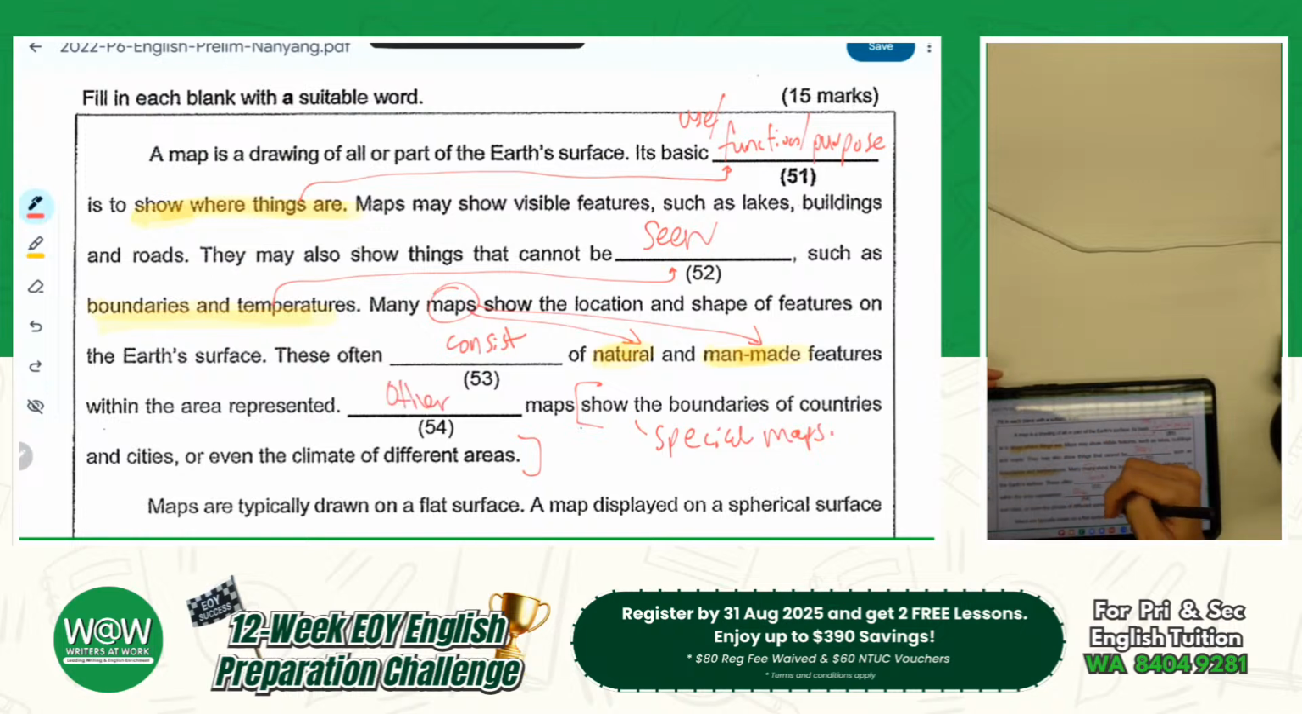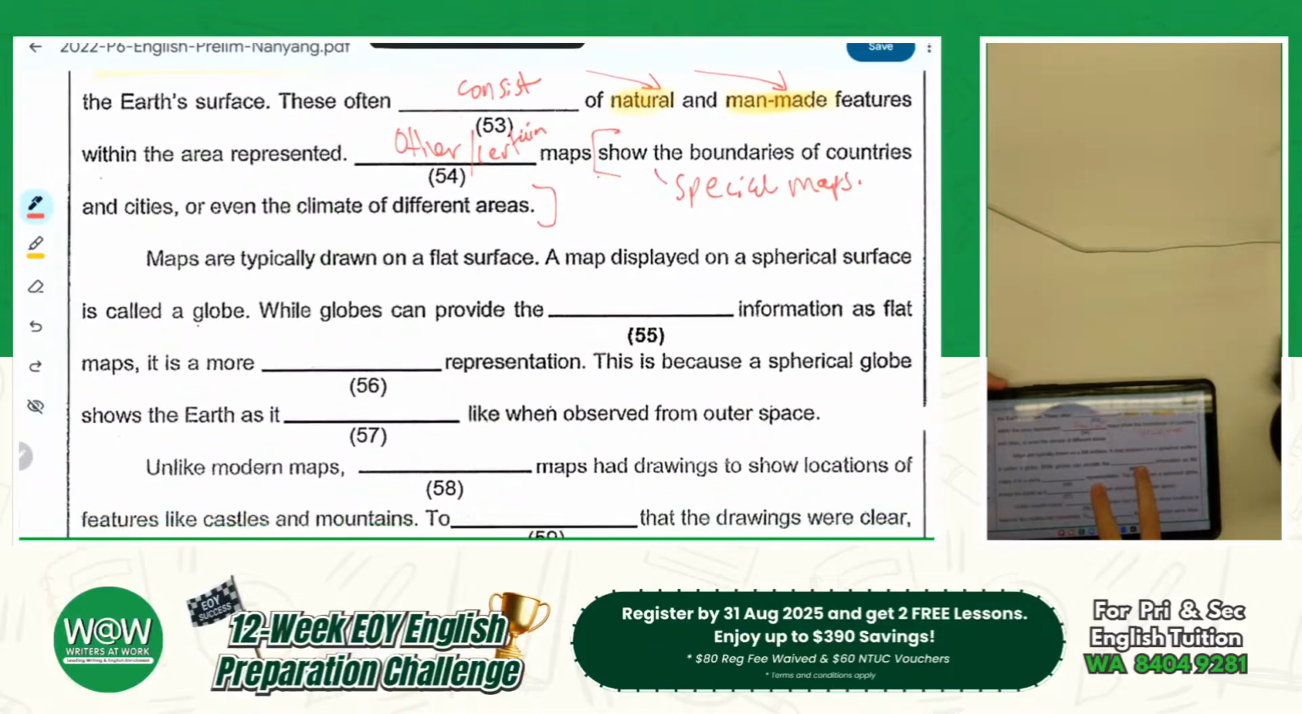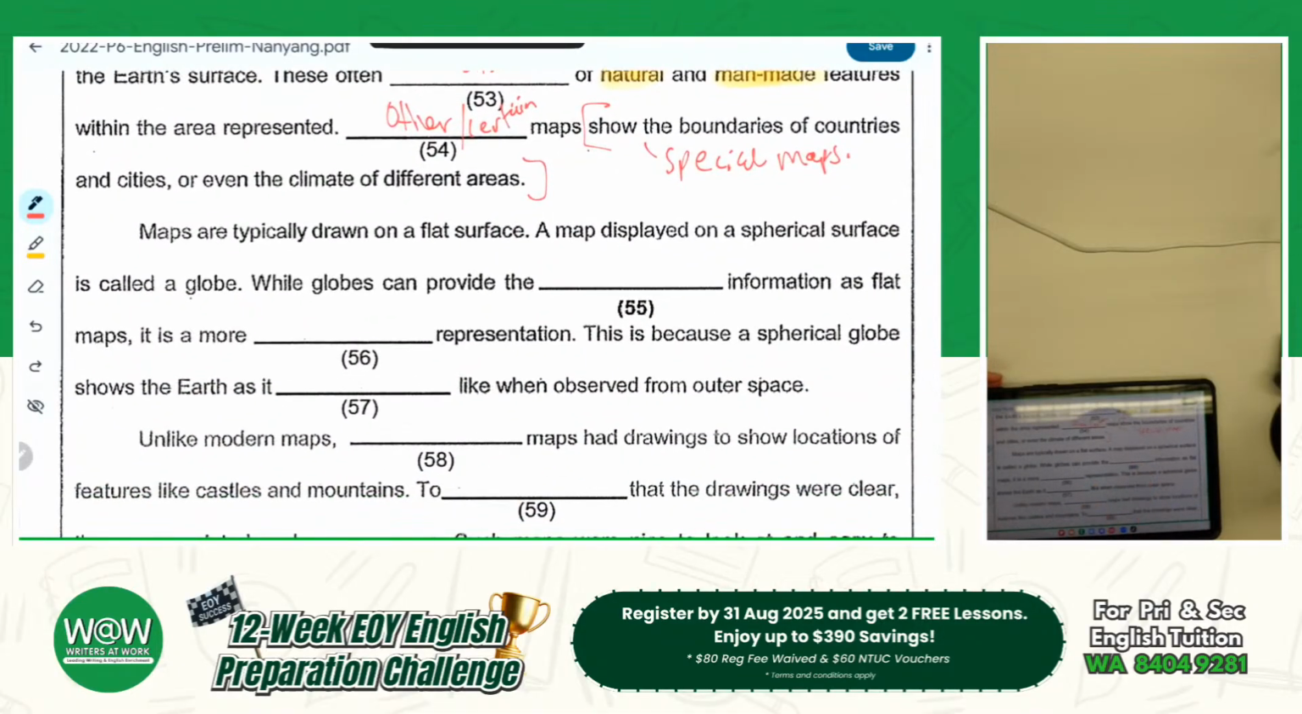You want to use the word certain maps as well, also can, to show that it's a specialty and it's not the common kind of maps. Okay, now looking at 55 now, maps are typically drawn on a flat surface. A map displayed on a spherical surface is called a globe. While globes can provide the same information as flat maps, it is a more dash representation.